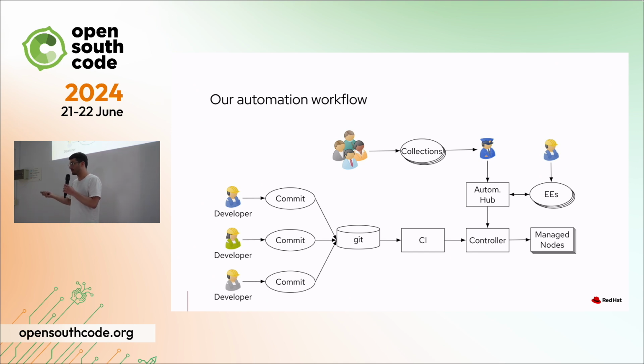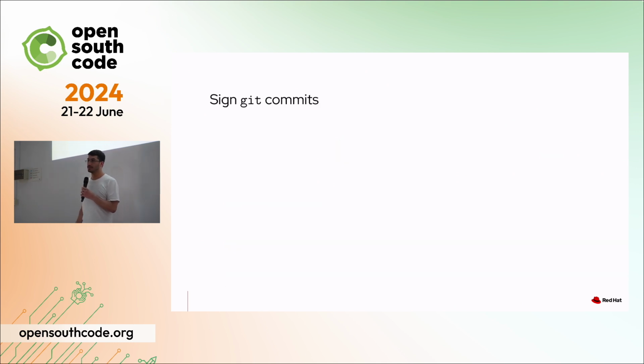Because in the end, you will put some tasks there, maybe some testing, some validation, and so on. So to secure that Git part, we can sign Git commits. This is a thing that has been around for many, many years at this point. It's not Ansible specific. You can sign any Git commit.